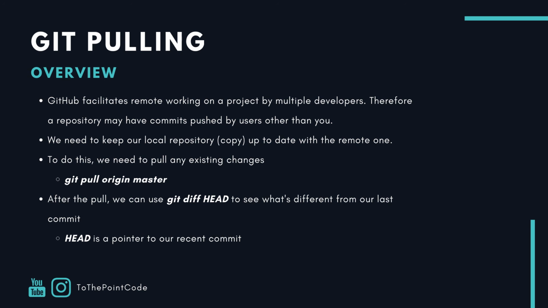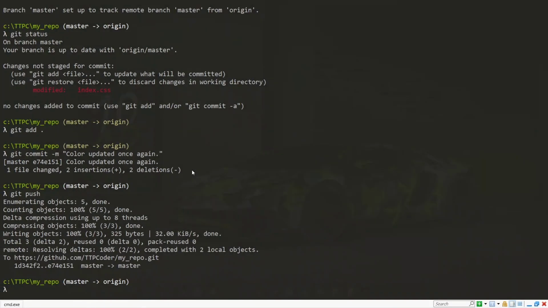All it does is to compare your local repository to the remote repository. And if there are any changes in the remote repository, it will bring them down to your local repository so that you are up to date. After we pull, we can make use of the git diff command again to see what has changed. In this case, we'll supply the HEAD pointer to it so that it will show us all the changes after our last commit. Now let's try out the git pull.